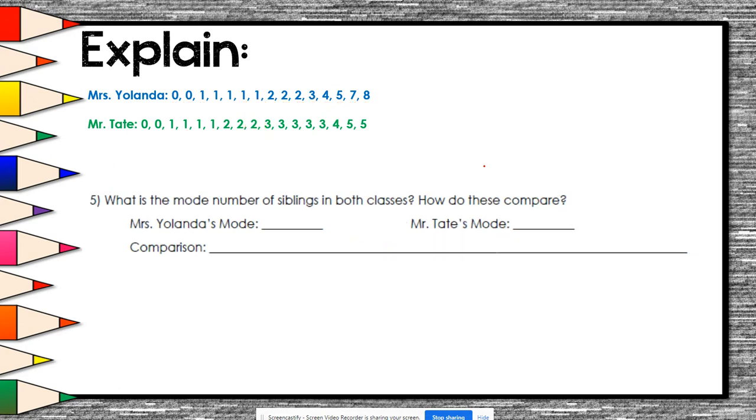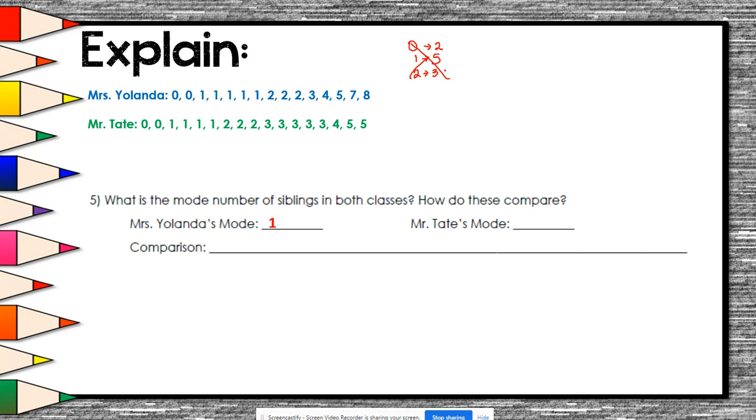What is the mode number of siblings in both classes, and how do these compare? Well, for Miss Yolanda, we can see that for the number 0, that happens twice. For the number 1, it occurs 5 times. The number 2 occurs 3 times. And then 3, 4, 5, 7, and 8 only occur once. Well, since 1 occurs the most number of times out of all of those, 1 is going to be the mode for Miss Yolanda.